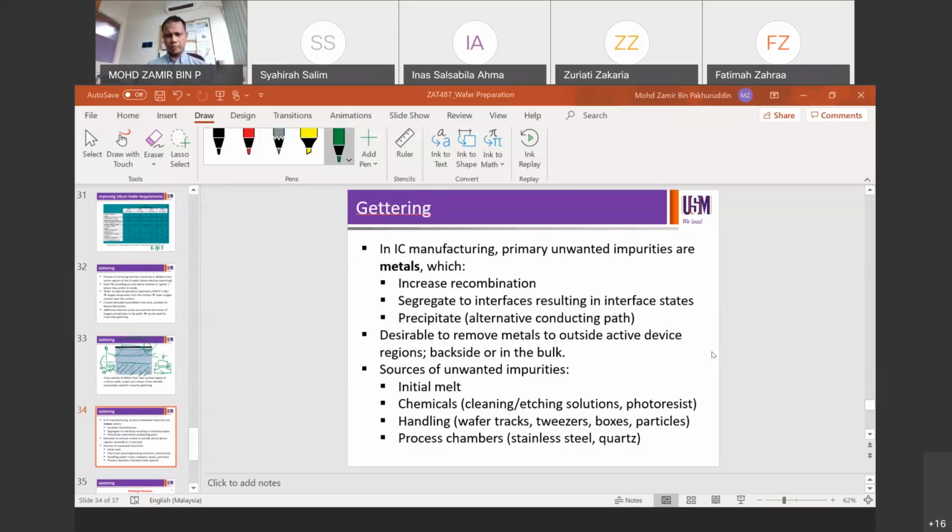It may also come from particles, and these particles may contain metal as well. Process chambers made of stainless steel, quartz. So that means it can be virtually from anywhere in the fabrication process. Okay, so those are the sources of metal contaminants in the silicon.